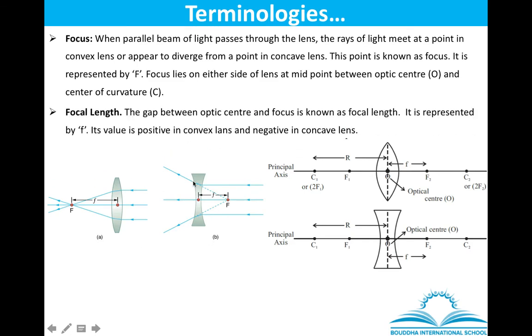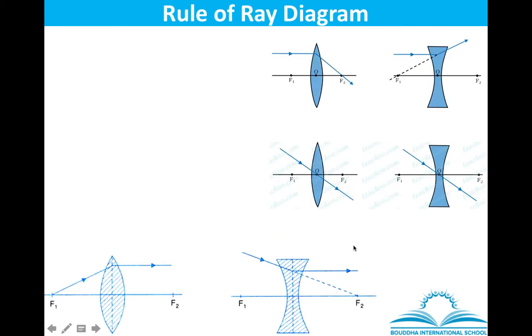Now focal length. Focal length is the gap between the optic center and focus, and it is represented by small f. Capital F represents focus and small f represents focal length, and its value is positive in a convex lens because the focus is real, and in a concave lens its value is always taken as negative because the focus is not real, it is virtual, so that's why the focal length is taken as a negative value.